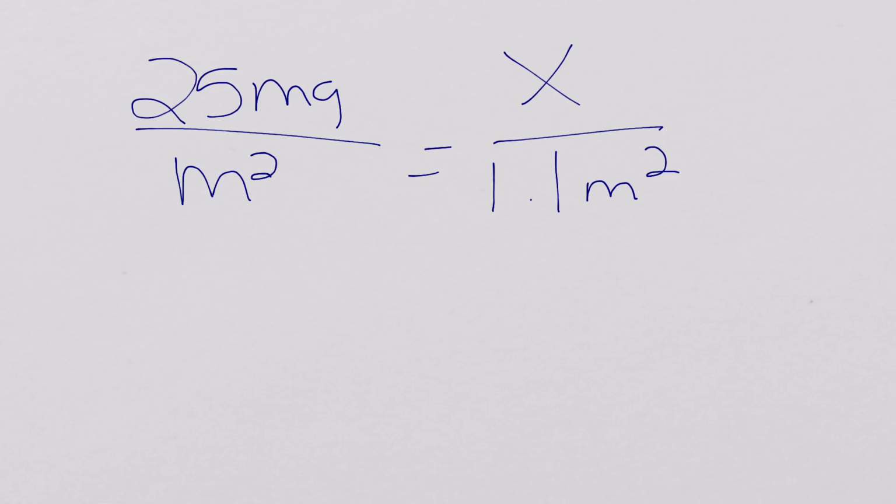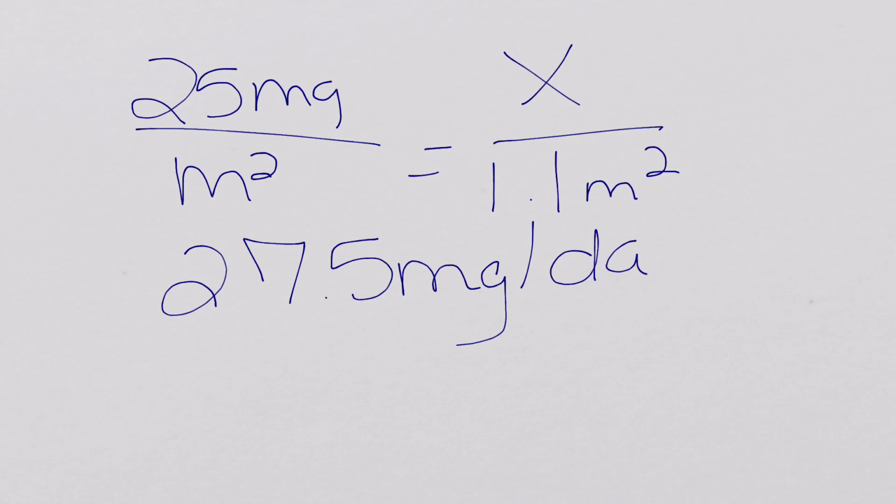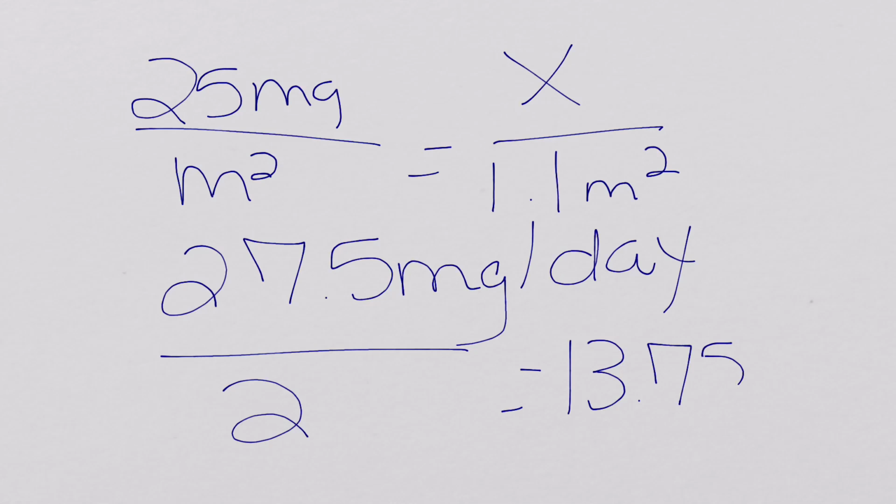So they're getting 25 milligrams per meter squared per day. That would be 25 times 1.1. And that would be 27.5 milligrams per day. Now we're wanting to know what the dose is. So they're taking 2 equal doses, so you divide that by 2. And that should equal 13.75 milligrams per dose.